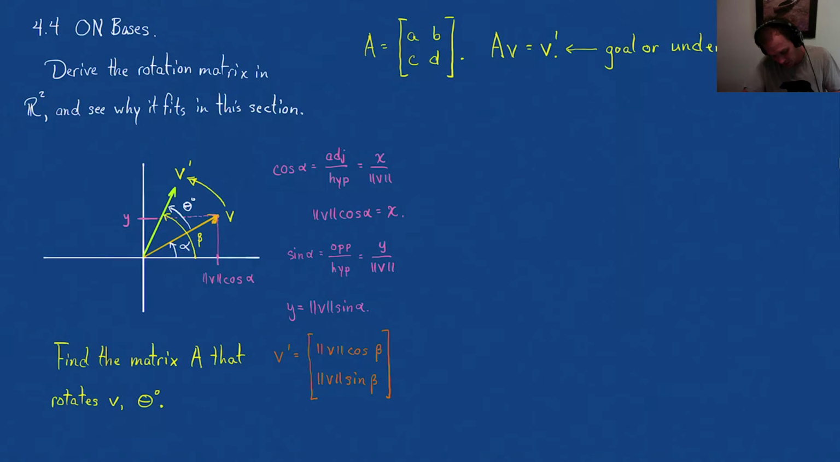So let's come back up to our top. Let's go back to our white. So I have that A is the matrix a, b, c, d. This is the matrix of A.